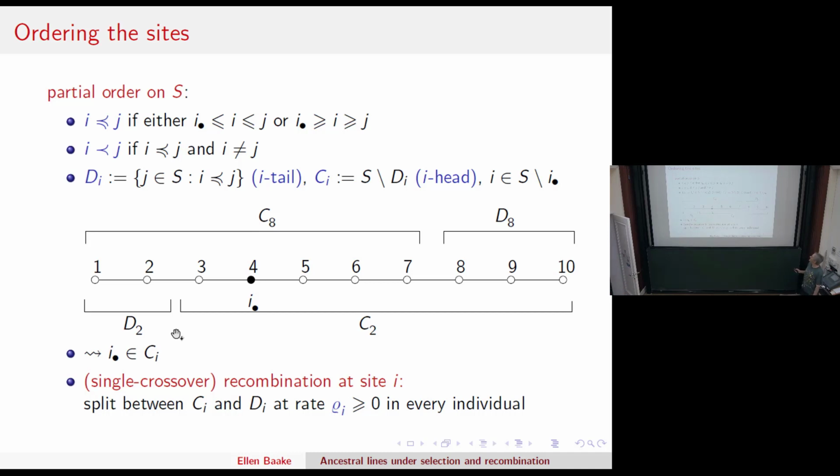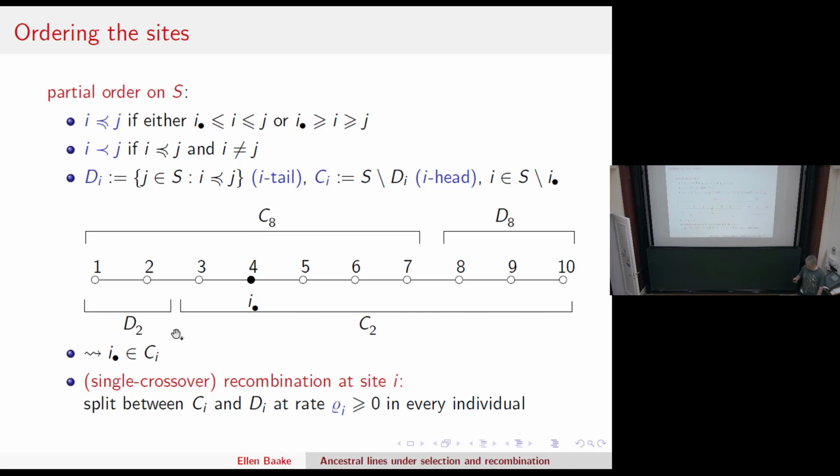We call this set the i tail, and the complement is the i head. So here is the 2 tail, the 2 head, the 8 tail, and the 8 head. And note that the selected site is always in the head.